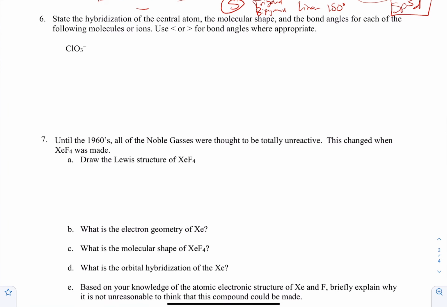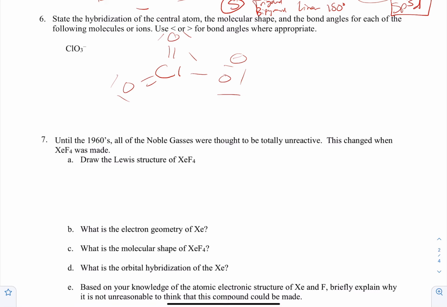So state the hybridization of the central atom and molecular shape, same instructions here. So I'm going to put chlorine here in the middle, and then again, I'm going to assume that you know what this looks like. All right, so this is what this looks like. Okay, you can see that this would have resonance structures, but we're not going to do that for right now.